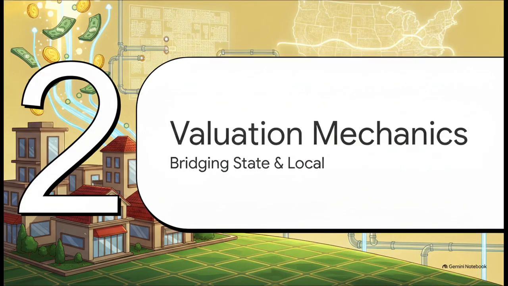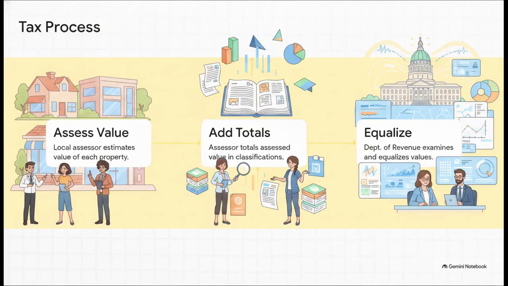Moving right along, let's hit Section 2, the mechanics of valuation, bridging state and local. Okay, so in states like Iowa, property tax is a fascinating multi-tiered process. It actually doesn't start at the state capital at all. It starts right in your neighborhood. Step 1, local assessors estimate the value of each individual property. Then, Step 2, those aggregate totals, which are called abstracts, are compiled for each classification, like residential or commercial.